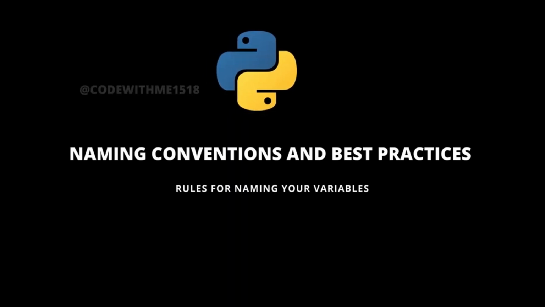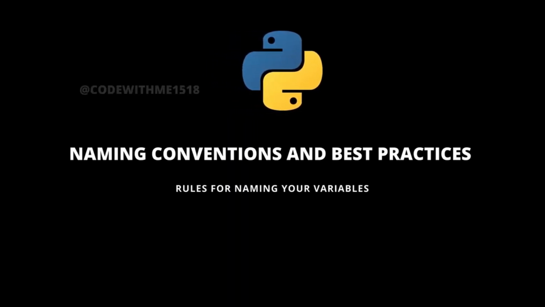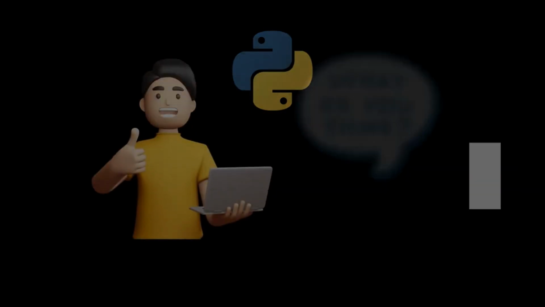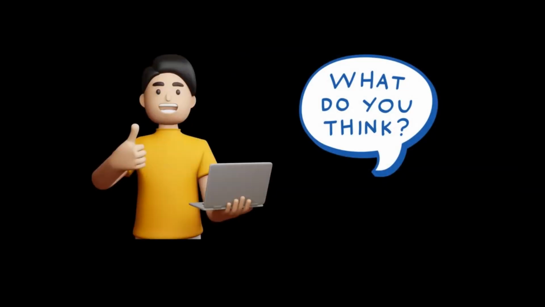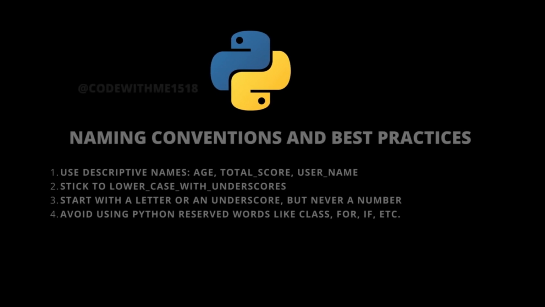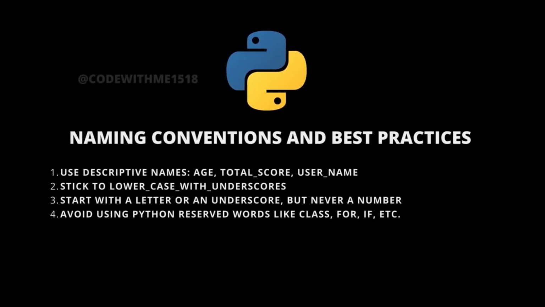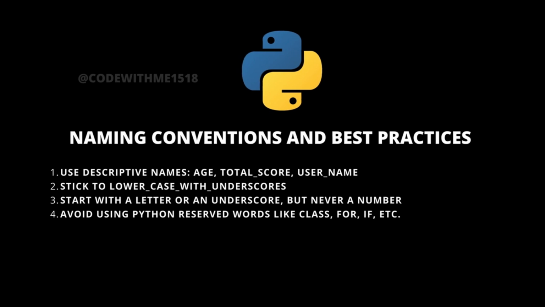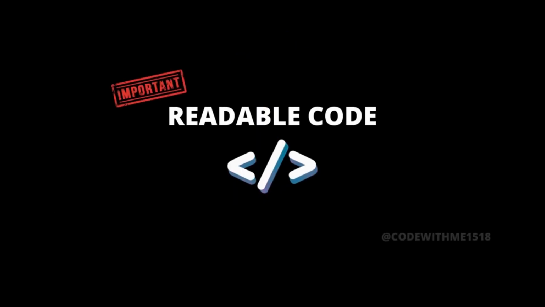Naming conventions and best practices. Now that we know what variables are, let's talk about how to name them properly. Think of variable names like naming a pet. You want something meaningful and easy to remember. Here's the deal. 1. Use descriptive names: age, total_score, username. 2. Stick to lowercase with underscores. 3. Start with a letter or an underscore, but never a number. 4. Avoid using Python reserved words like class, for, if, etc. Remember, naming your variable x might seem cool, but naming it number_of_apples makes your code so much more readable.